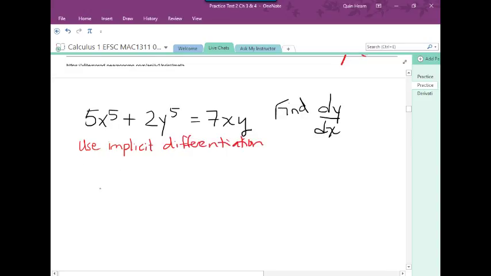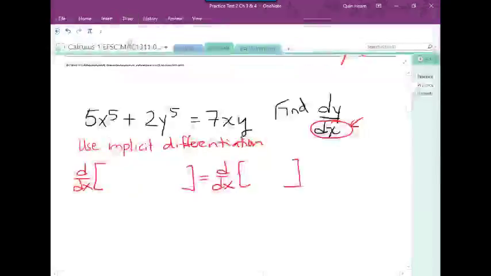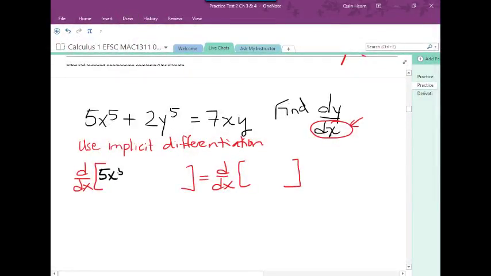Which means just taking the derivative with respect to x, because we're trying to find dy dx. So when I say with respect to, I'm talking about the variable in the denominator. So d dx of all of that stuff, the derivative with respect to x of whatever's in the equation. So 5x to the 5th plus 2y to the 5th. And on the right, we're taking the derivative of 7xy.